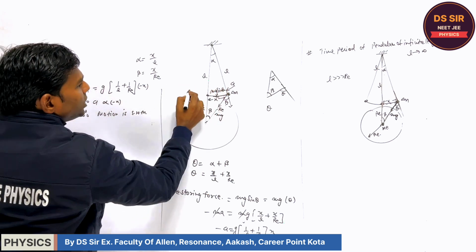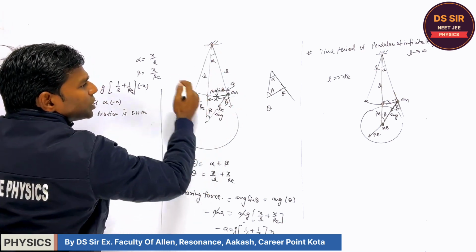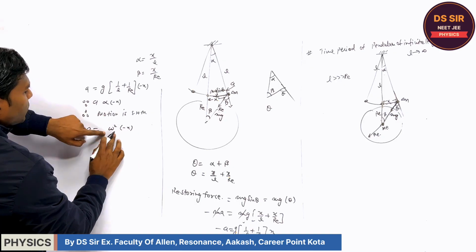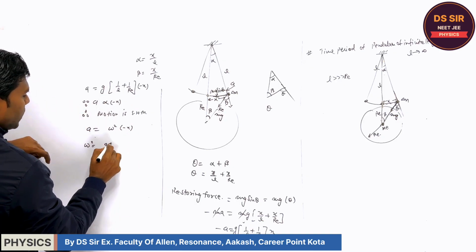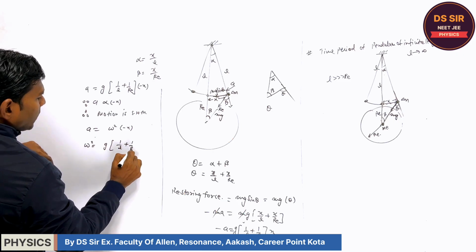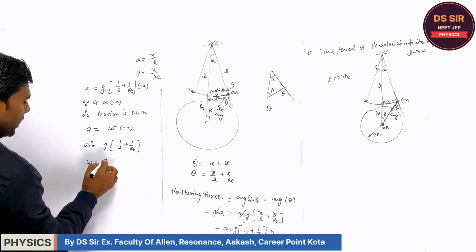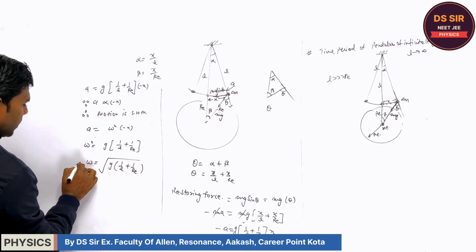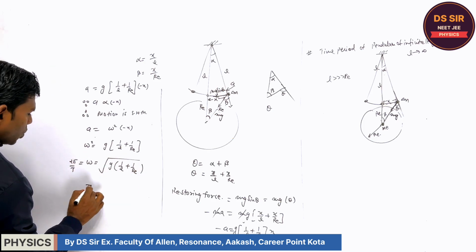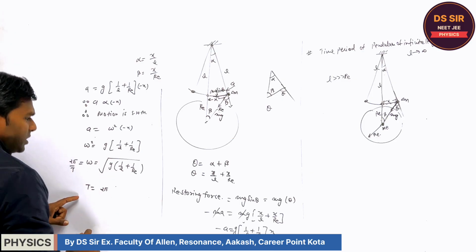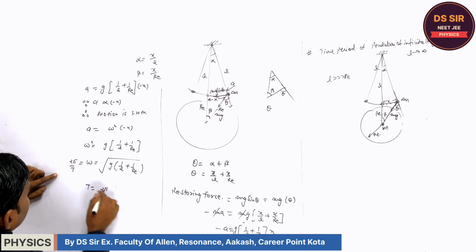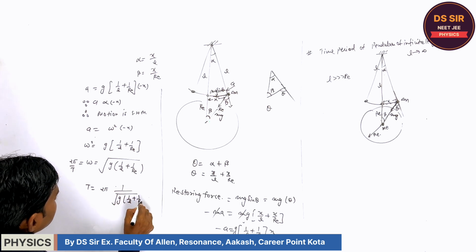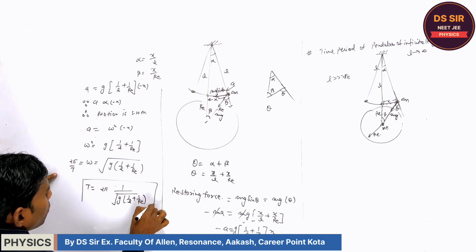So this oscillation is SHM. Therefore, comparing with the standard equation of SHM, omega square is equal to g into (1 upon L plus 1 upon RE). Omega is equal to root of g (1 upon L plus 1 upon RE), which is equal to 2 pi by T. So the time period of this pendulum may be written as 1 upon root g (1 upon L plus 1 upon RE). Is it clear or not, you tell?